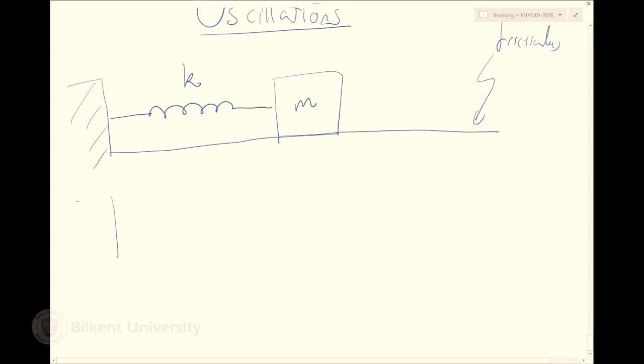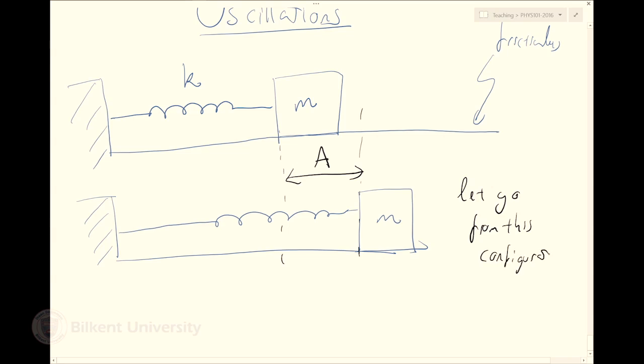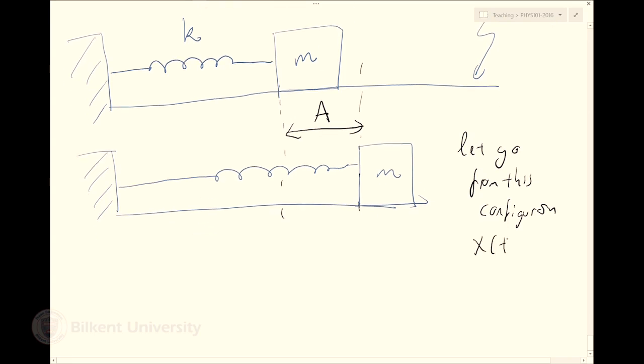If I stretch this spring by some distance a, and I let go from this configuration, what is the position of the particle, the position of my mass, as a function of time?